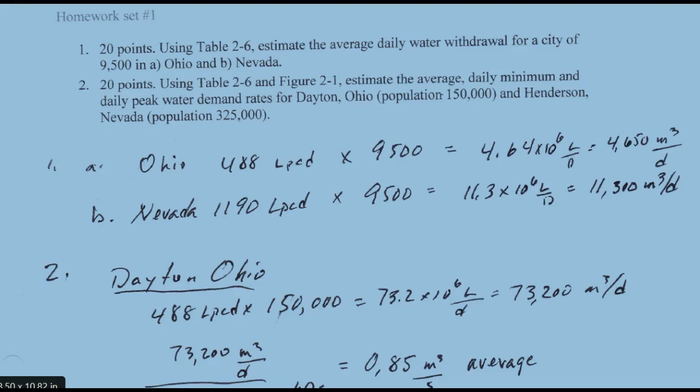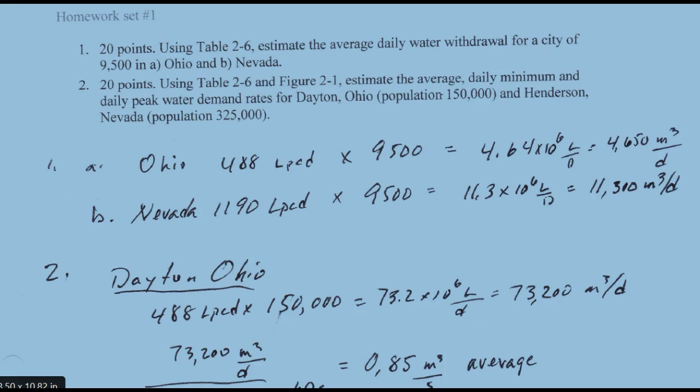Okay, class, we're going to discuss homework sets 1 and 2. Homework 1, of course, is particularly simple. Using the tables in the book, there's obviously a big difference between the water consumption in Ohio and in Nevada. So you can see a large difference.